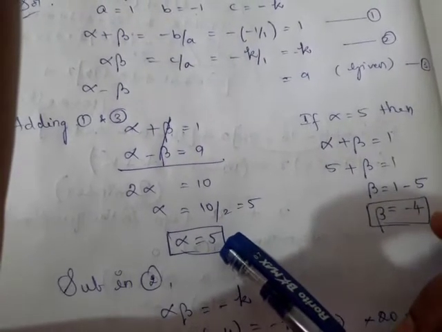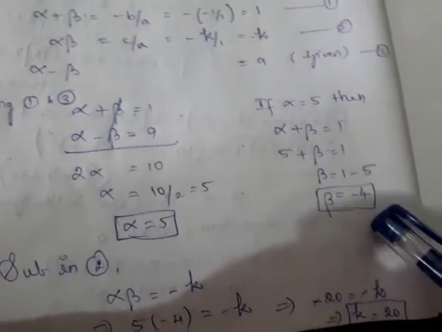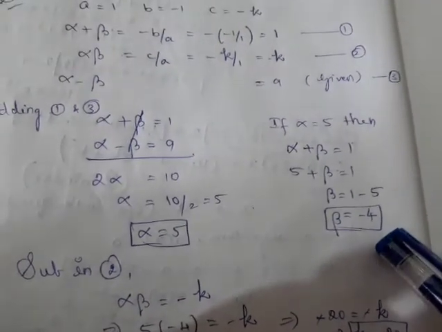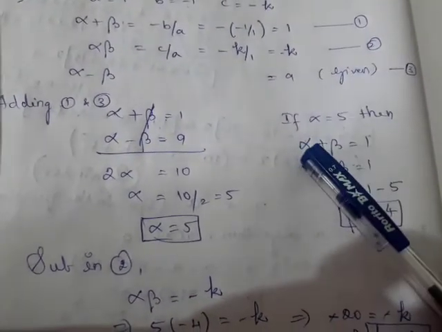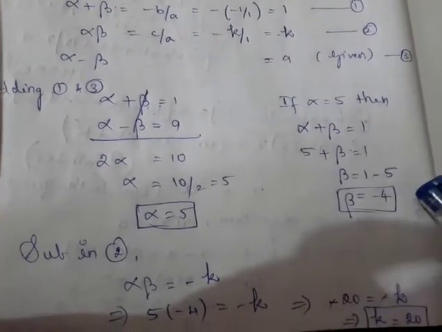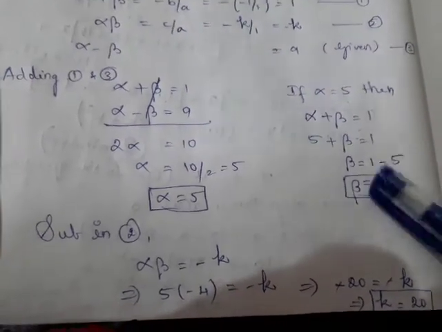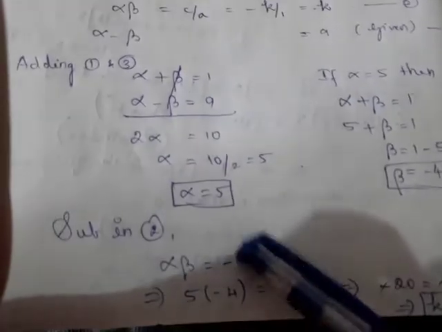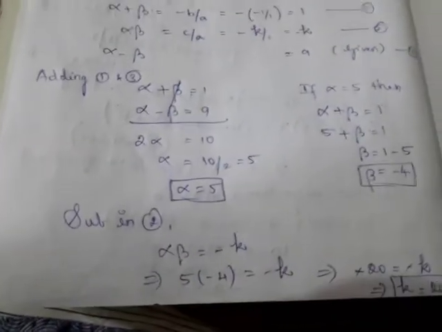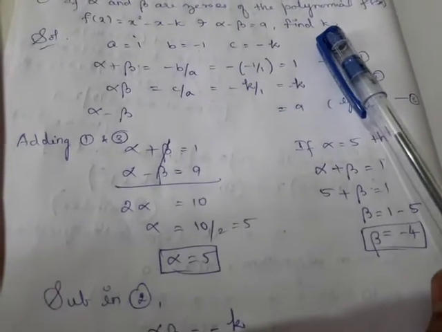Once you know the value of alpha, substitute in either of the two equations to obtain the value of beta. How will you obtain beta? Alpha is 5, so alpha plus beta equals 1. Bring this 5 to the other side, so it becomes 1 minus 5, which is minus 4. So the value of beta is minus 4. Now we found the values of alpha and beta, but our aim is not to find the zeros, our aim is to find the value of k.